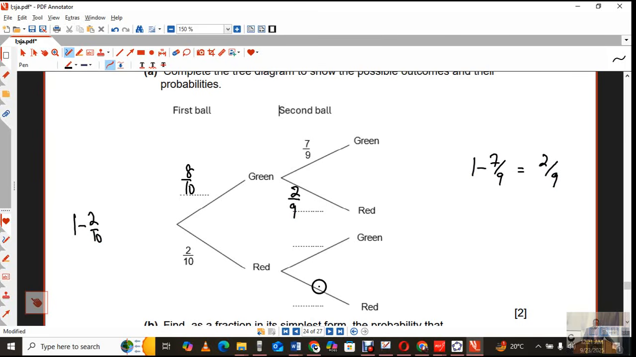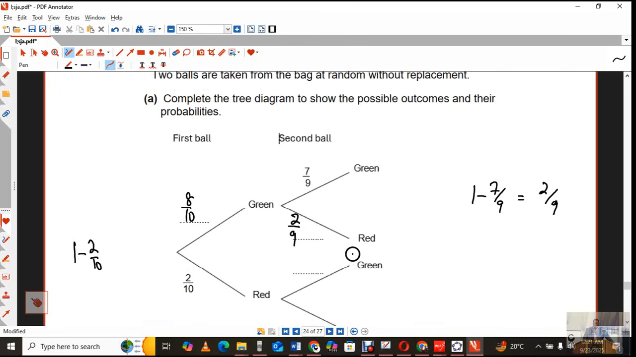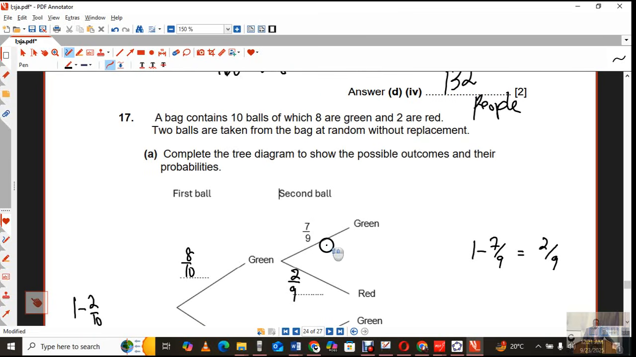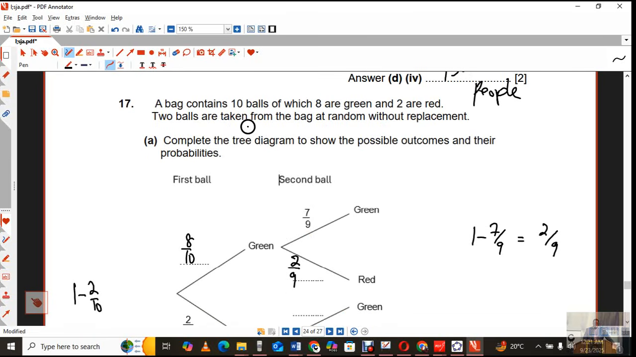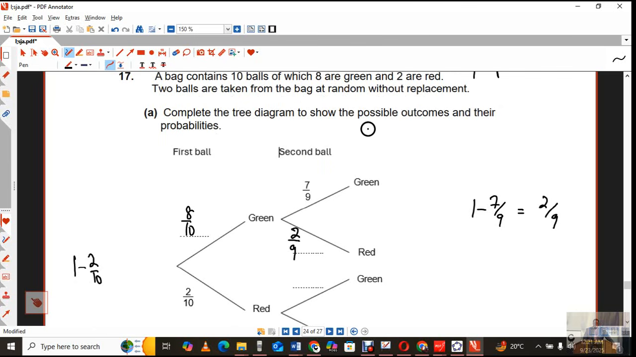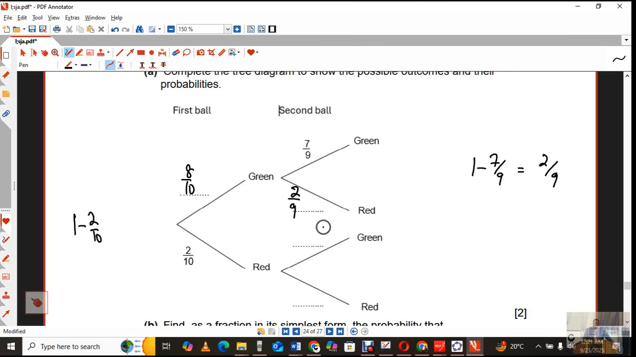Right. What else do we know? We're not given the other ones. They are saying they take 2 balls. 2 balls are taken at random and they're not replaced. So what's going to happen over here is that these fractions are also going to be out of 9, by the way. But what happens now?